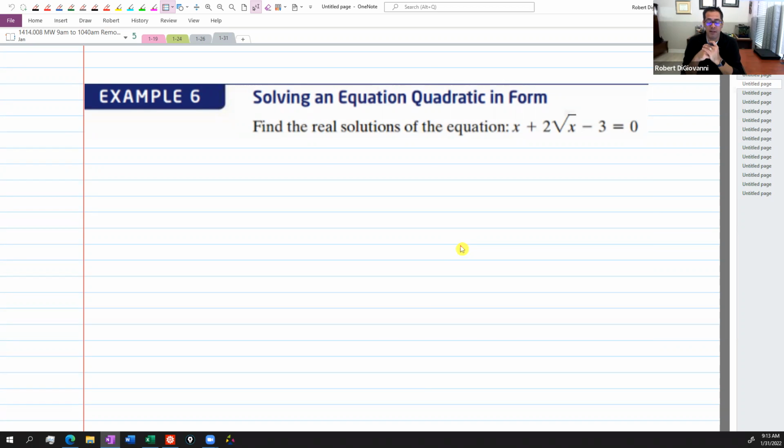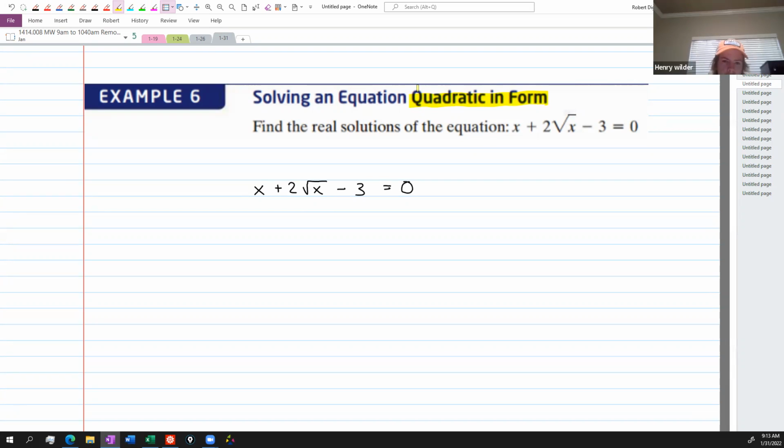You could do that here, but I want to see if we can maybe look at this equation and see that it is a quadratic form. Okay, so can we see that it's a quadratic form? Does anybody see what the u would be here to make the substitution? Henry, looks like you got something.